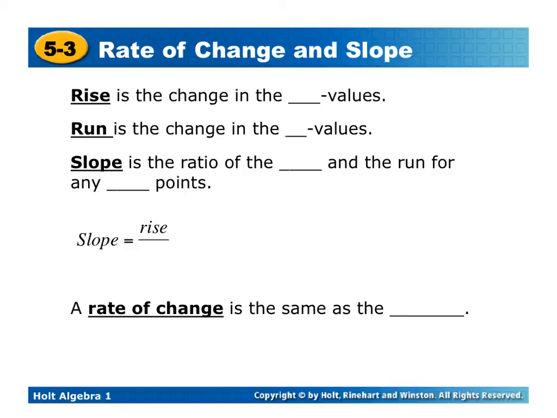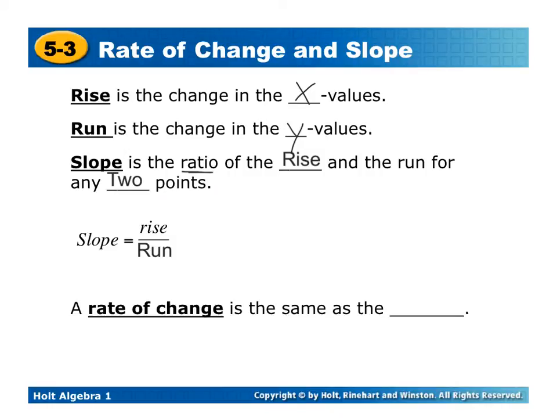A rise, when we're talking mathematically, is a change in the x values of a function. The run is the change in y values. Then the slope is the ratio of the rise and the run for any 2 points. And a lot of times you'll see this written as an equation where slope is equal to the rise over the run.